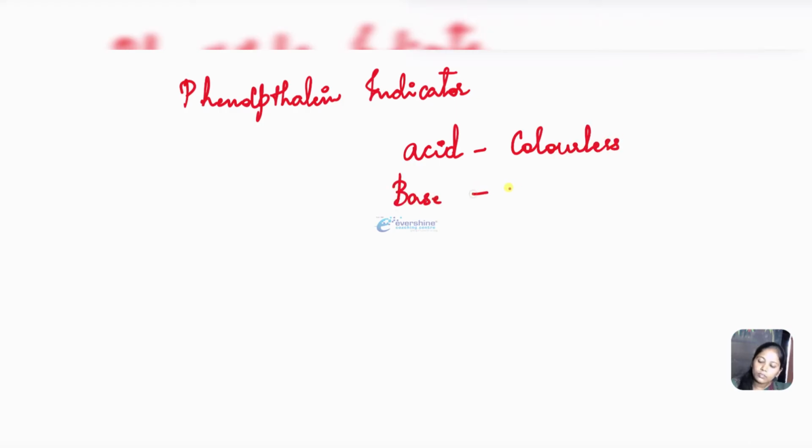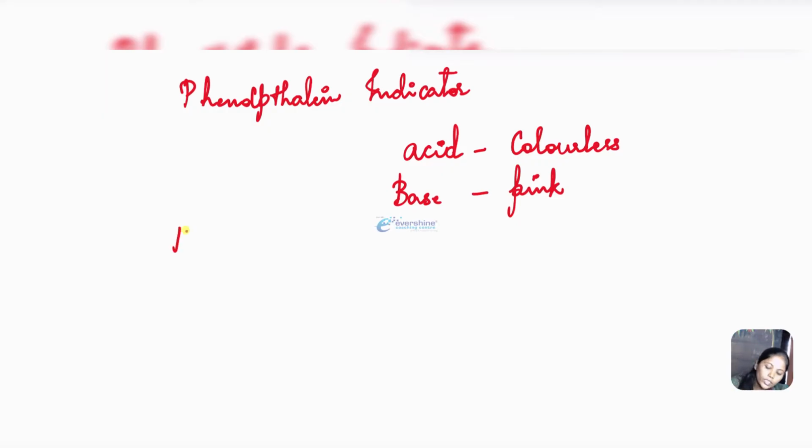What is the color of phenolphthalein in acid? In acid it will show colorless. In base it will show pink. So using phenolphthalein also you can identify acid and base. Put some phenolphthalein in acid, it will show colorless. Phenolphthalein in base, it will show pink color.